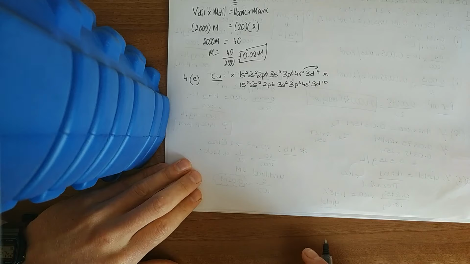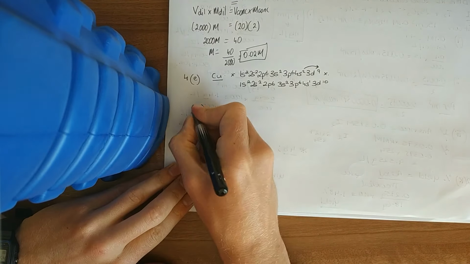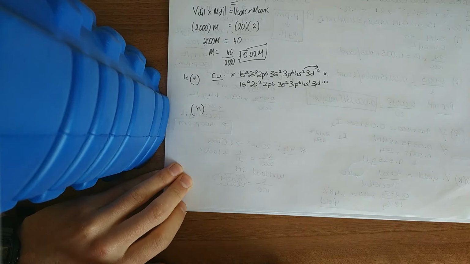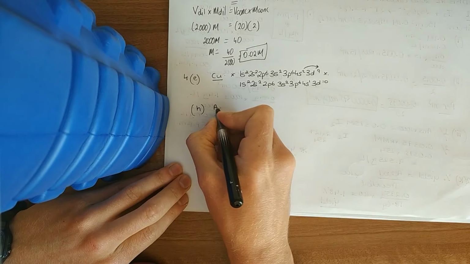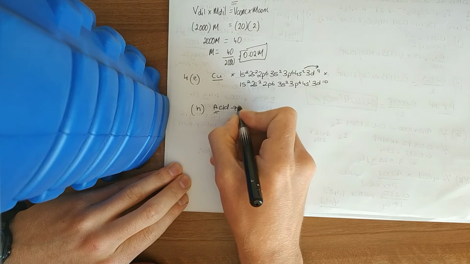Where are we now? I might do 4H. Nice wee one. 4H, right, the conjugate acid. Remember, for acid, we just have to think of added.